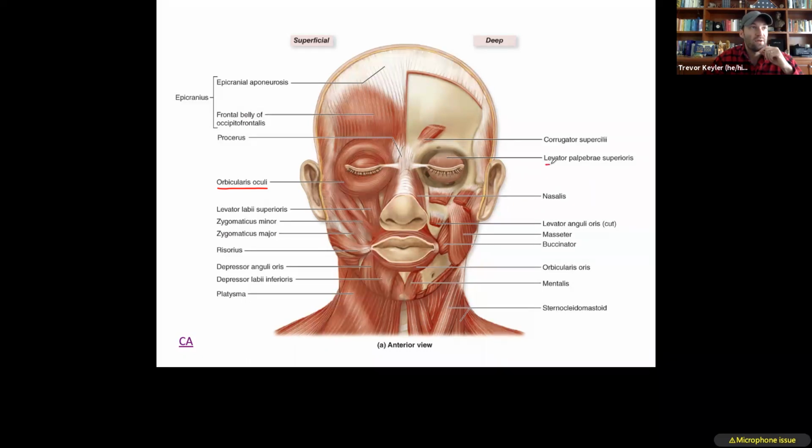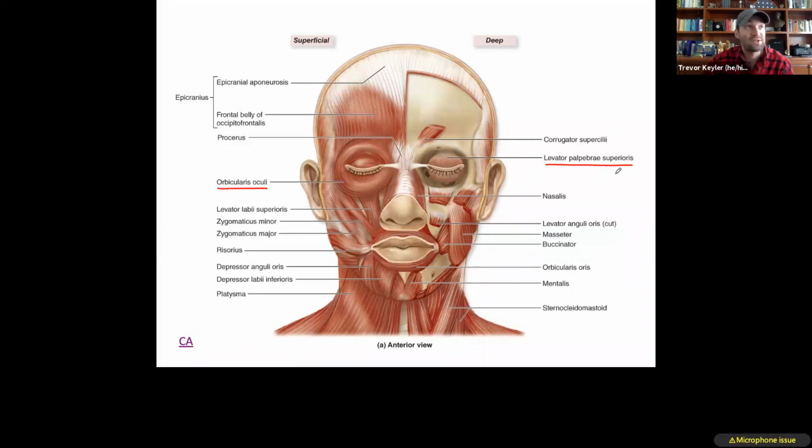Well, here we see another muscle, which we can break the name down to figure out what it's going to do. We see the levator palpebrae superioris. So levator, levitate, means to lift. Palpebrae, just a fancy word for eyelid. In fact, the space between your eyelids, they call the palpebral fissure.